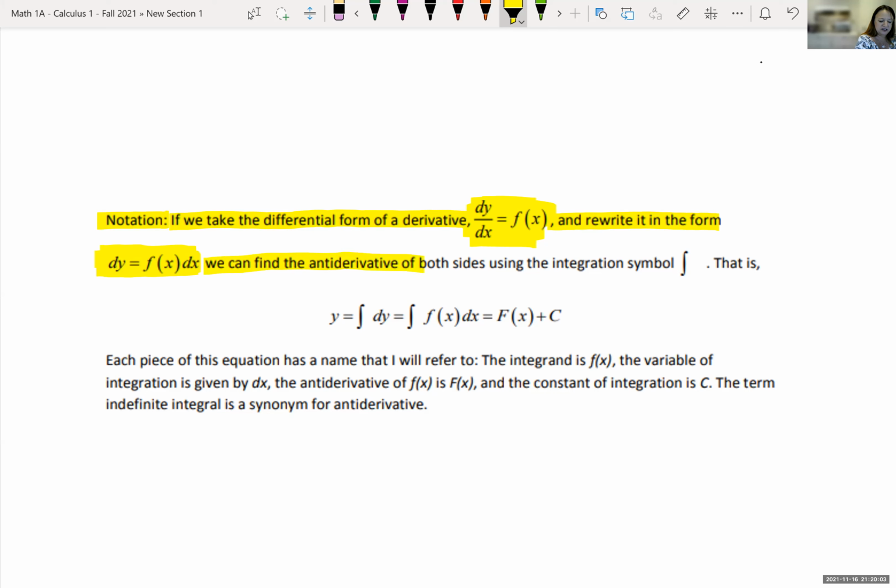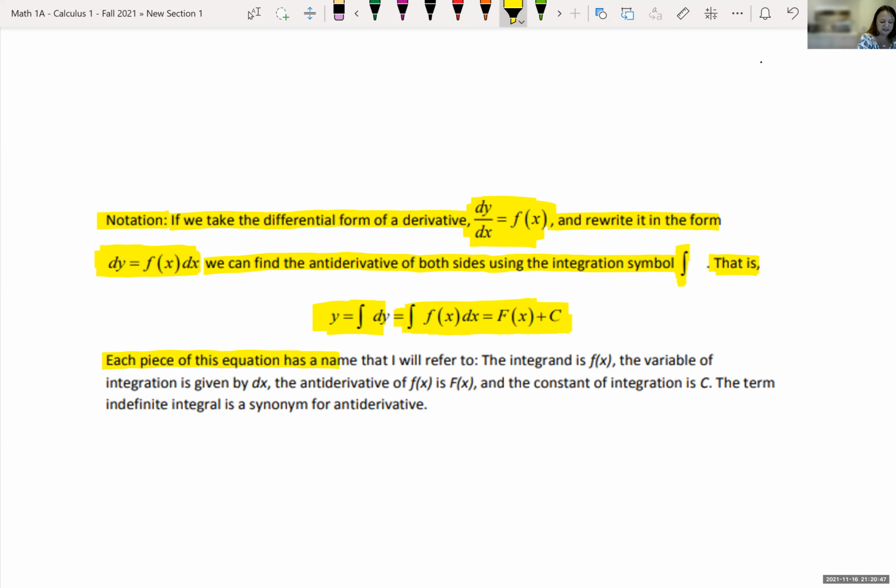We can find the antiderivative of both sides using the integration symbol. This integration symbol looks like an elongated S. Whenever we see that elongated S, that is telling me we're going to take the integral, or we're taking the antiderivative. So if y is equal to the integral of f of x dx, which we could say is equal to capital F of x plus some constant c.